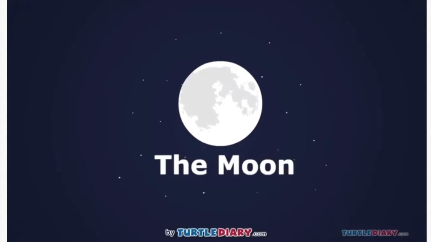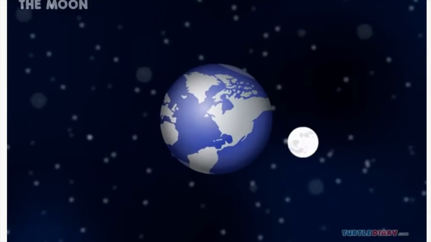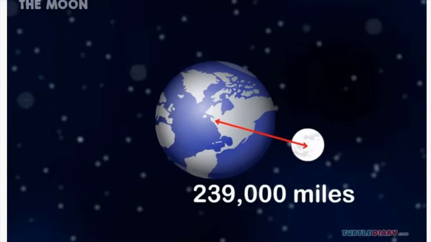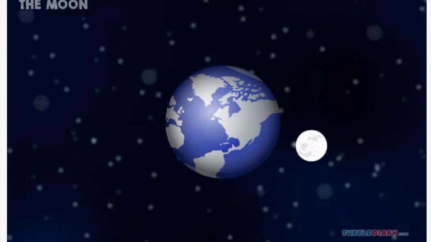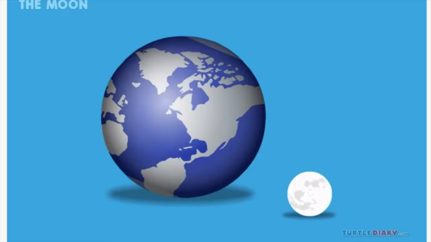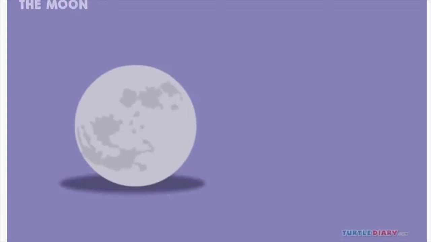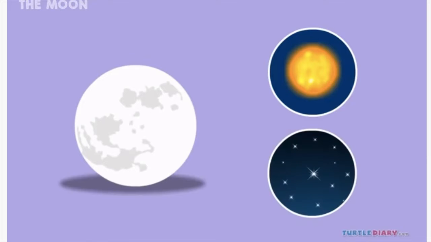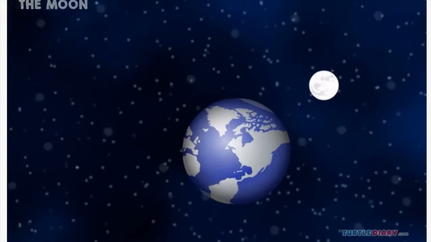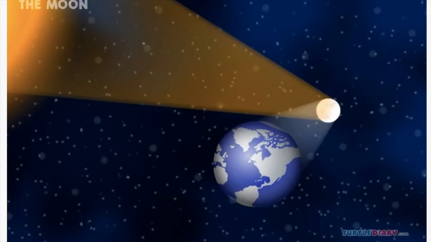The moon. The moon is our nearest neighbor in space. It is much closer to us than the sun. It is only 239,000 miles away. The sun is 93 million miles away. The moon is much smaller than the Earth. The moon is not like the sun or other stars. It does not give off its own light. It only reflects the light of the sun. That means the sun's light bounces off it.